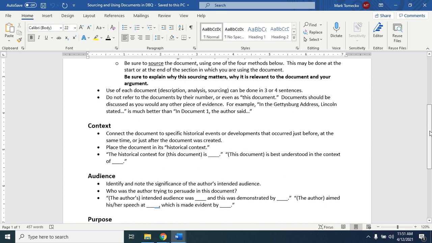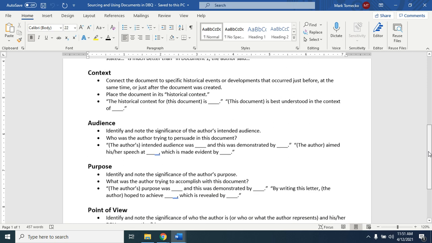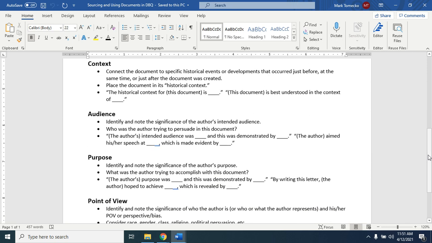Okay, the rest of this handout that I gave you kind of gives you some tips and reminders about the 4 ways of sourcing. The last bullet point kind of gives you some structure or framework for how to maybe talk about them. I think it's sometimes helpful to use subtle references to what method you're using. In that first one, the historical context for this document is, or this document's best understood in the context of, showing the reader that word context kind of says, hey, don't miss this. But at the same time, you don't want to be too blunt. You don't want to be like, I'm going to source the document with context now. Here it goes. Try to be subtle. My examples might show you that.